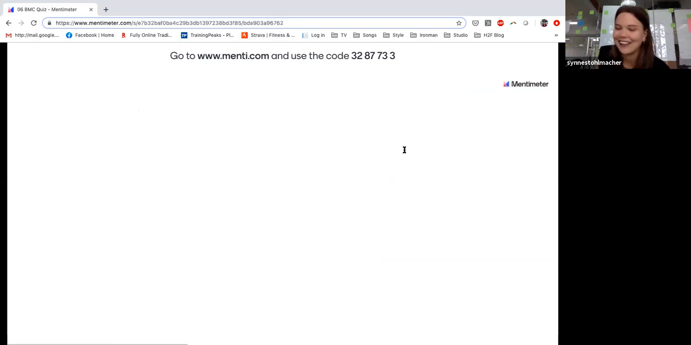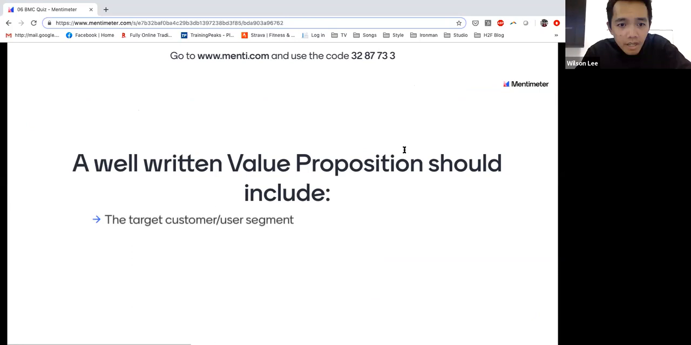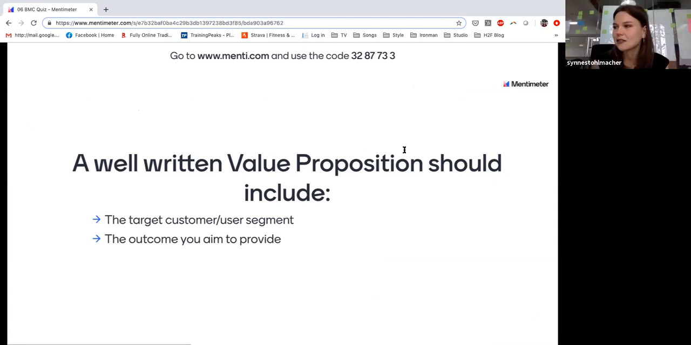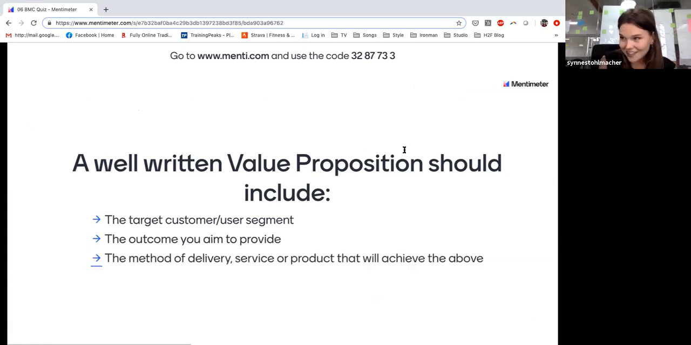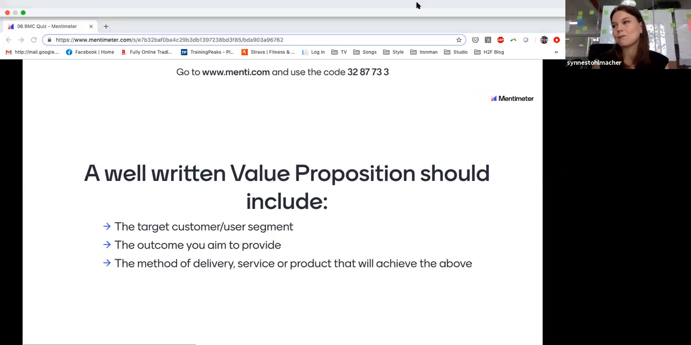So a well-written value proposition should include a few of the following. One, of course, the target user or segment that you're targeting. The outcome that you aim to provide. So what are you trying to achieve with this? For example, when we talked about the Pizza Eats. But what Wilson is trying to say is that you also need to have the outcome that you want to provide. So what is the value you want to provide for that customer segment?